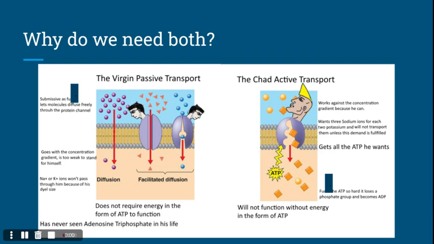But anyway, some processes happen naturally and don't require energy because it's less effort. And some need energy because it's more effort against the concentration gradient. It's against what it's supposed to be. So in conclusion, both active and passive transport work for the same cause, which is to transport materials in and out of the cell, but with a different method. One requires energy and one does not.